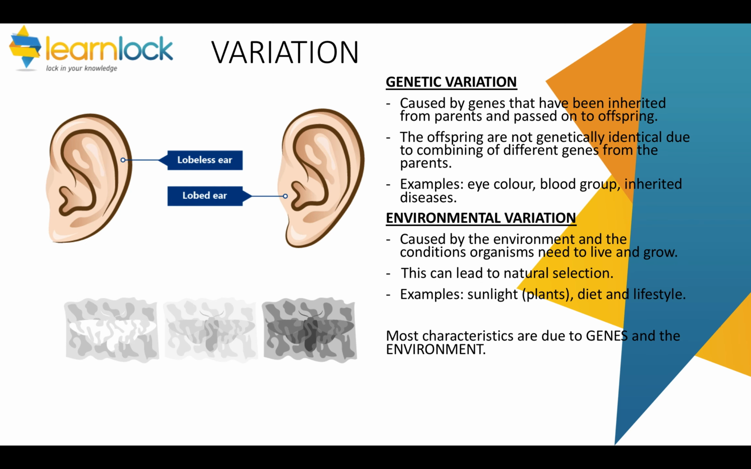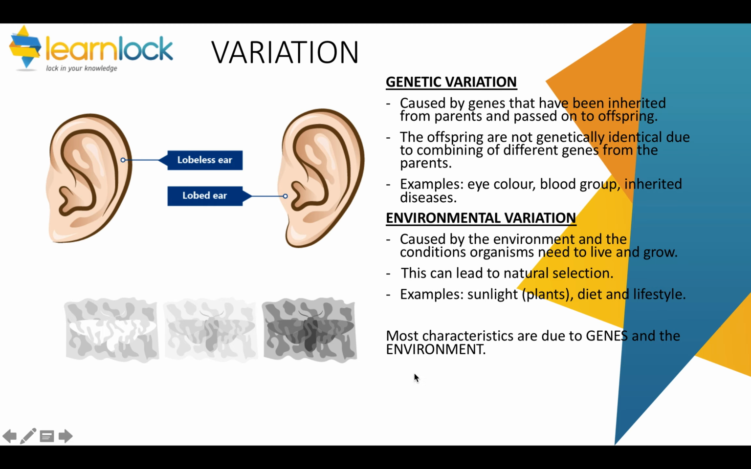Well, you'll need to know that there's two types. Genetic variation, which is caused by the genes, so they're passed on from parents to offspring, and every time a new offspring is created, a new combination of genes from the parents is brought together. So no two offspring will be genetically identical, apart from identical twins, that is. An example of genetic variation would be things like eye colour, blood group, inherited diseases.